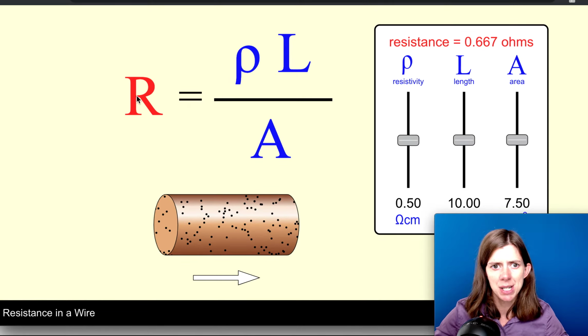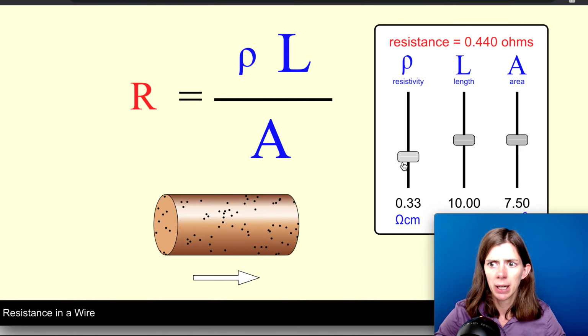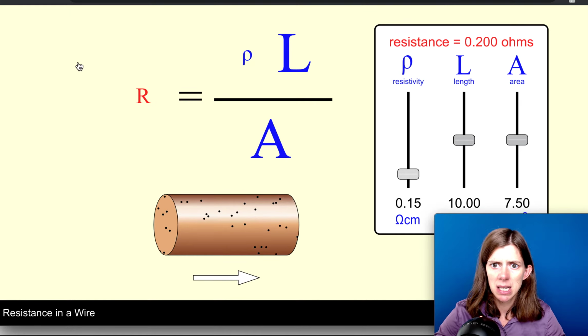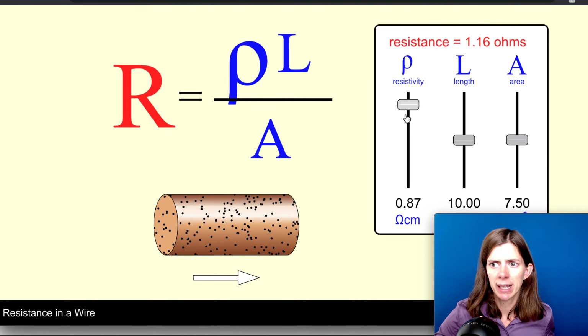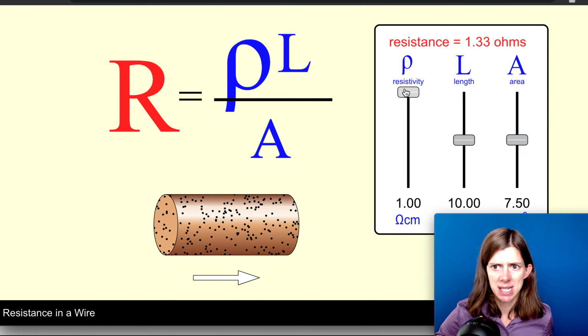It's showing that the resistance of the resistor depends on rho, which is called the resistivity, and then L, the length, and A, which is the area. So the resistivity is just a property of the material. Every different material has a different resistivity. You can see when I slide this bar here, if I decrease resistivity, the resistance goes down. If I increase the resistivity, then the resistance goes up.